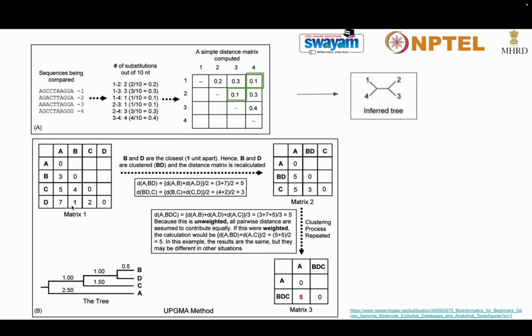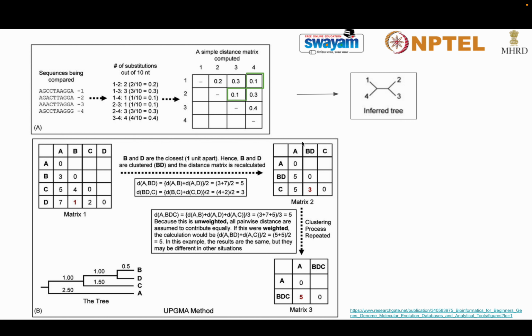So in this, the least distance is between B and D, that is just 1. So as in this, we will pair or we will make the clusters. Now B and D will be clustered together. They are the closest, so they are clustered and then the distance matrix is again recalculated.